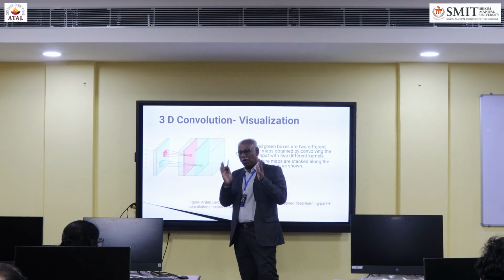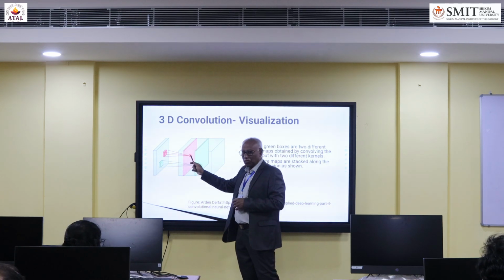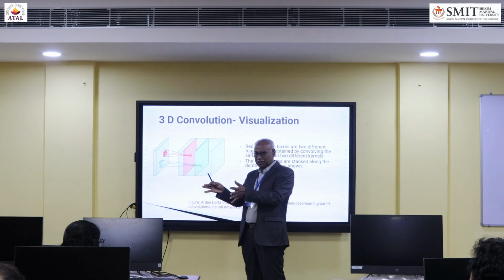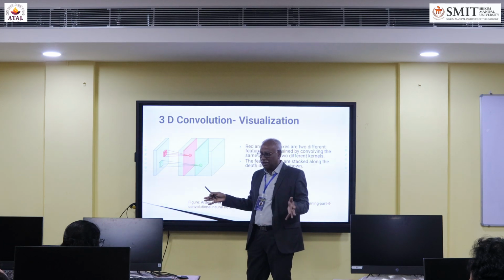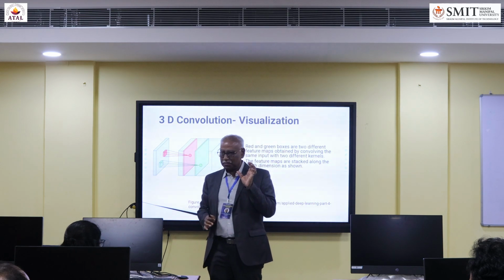Doing convolution on the same image, this red kernel gives you one feature, and the green kernel gives you another feature. So I get two sets of features. These are called feature maps. How many such feature maps we have depends upon how many kernels we use.